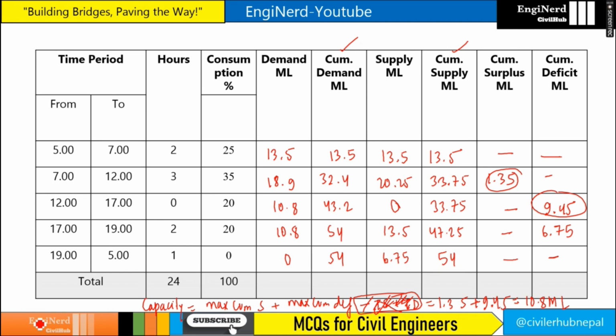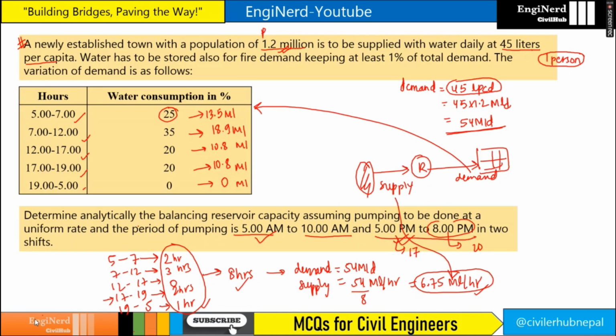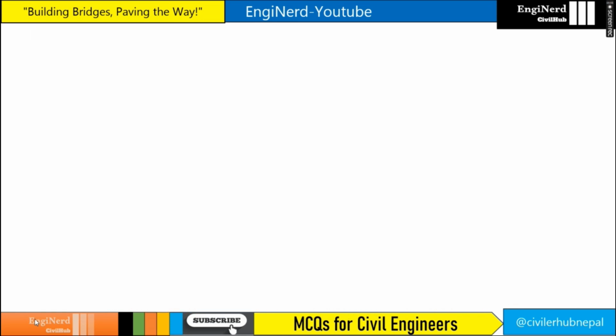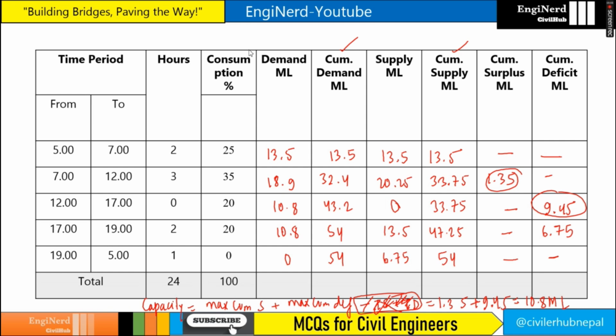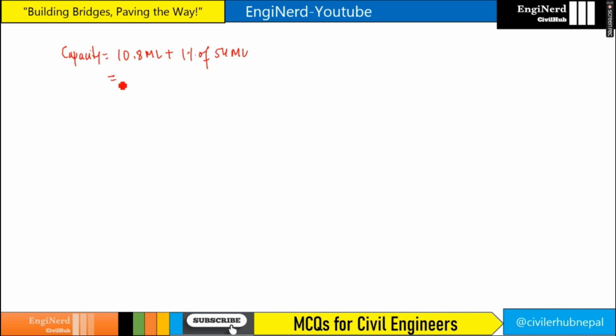Now, since the capacity is obtained, we need to add this particular 1% fire demand as well, right? So the final capacity will be 10.8 million liter as obtained before, plus 1% of what? 54 MLD, right? Million liter, right? Here, 1% of total demand.